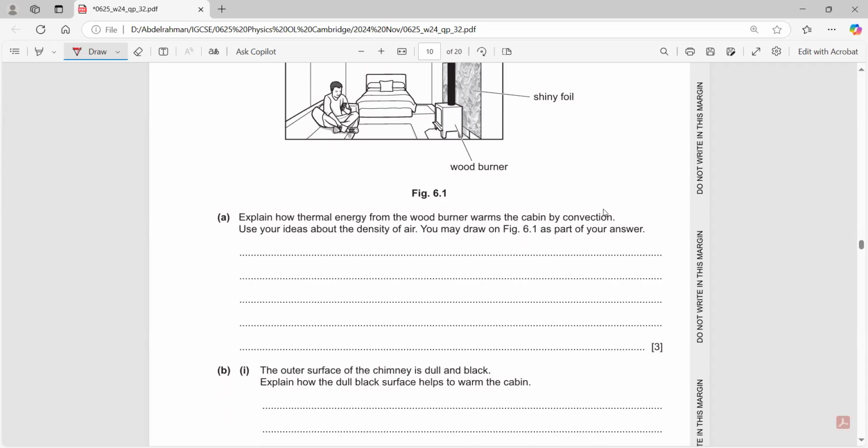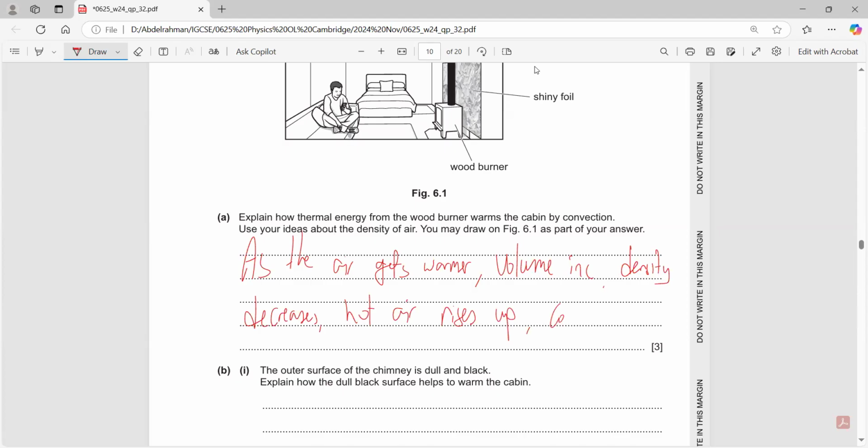As the air gets warmer, what happens to volume? Yes, volume increases. So the density, you have to talk about the density. Density decreases. Hot air rises up, and cold air falls down.